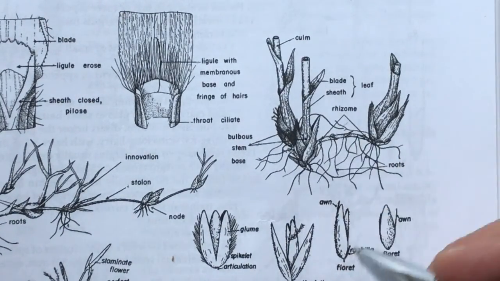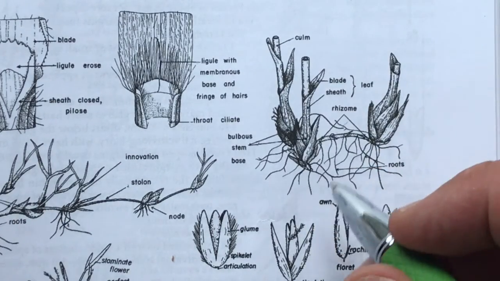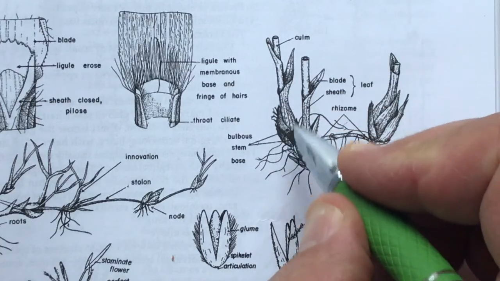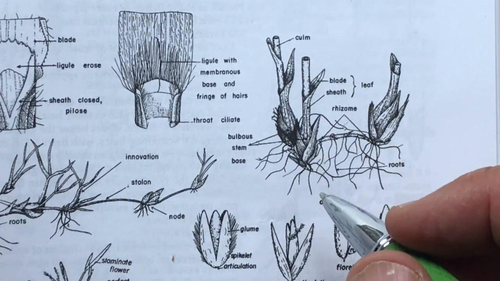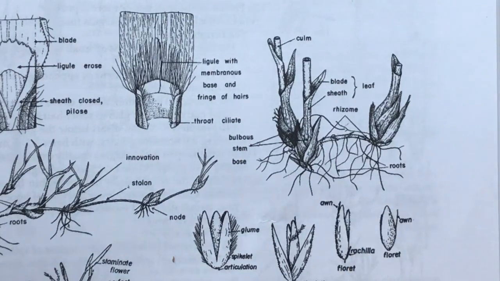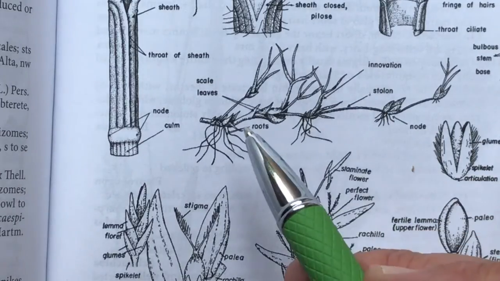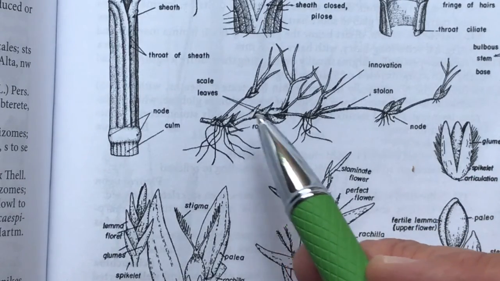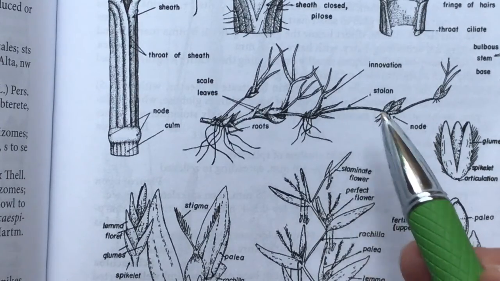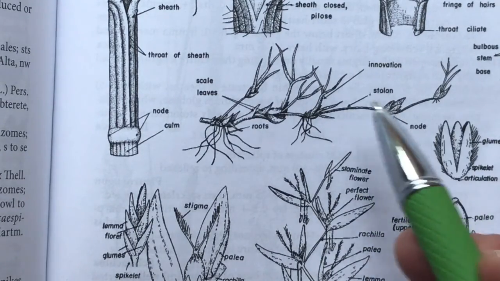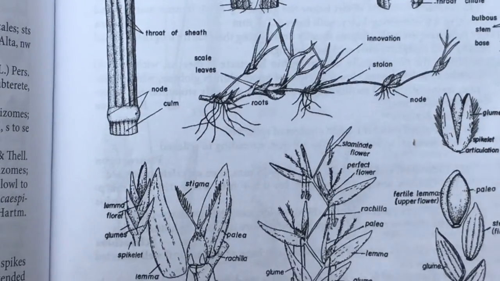Rhizomes often connect grass, and so you can have asexual reproduction through rhizomes. That can be an important characteristic. Sometimes the bulbous nature of a tuber or the base of the stem is important, so that's important to keep in mind. You can have scale leaves that are almost underground, and you can have stolons that run above ground that connect individual ramets of a grass.